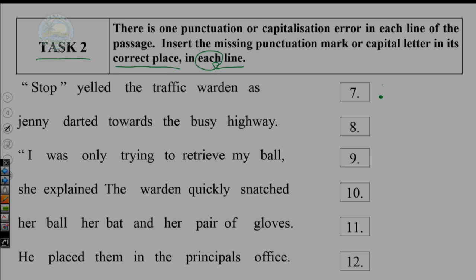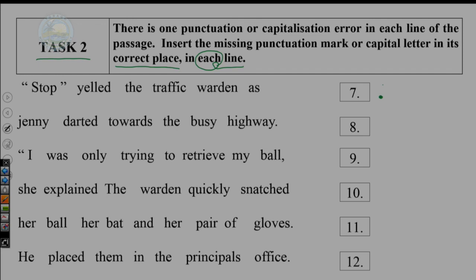Stop! Yelled the traffic warden as Jenny darted towards the busy highway. I was only trying to retrieve my ball, she explained. The warden quickly snatched her ball, her bat, and her pair of gloves. He placed them in the principal's office.